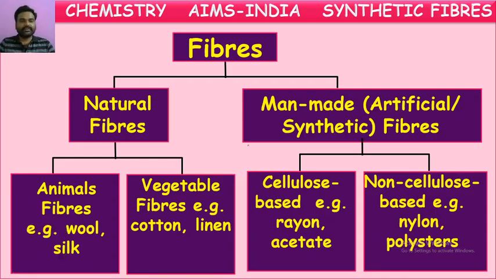Two categorizations. Next, the natural fibers are again of two types, based upon the source. If it is obtained from animals, it is called animal fiber. If it is obtained from plants, they are called plant fibers or vegetable fibers. Next, synthetic fibers are mostly man-made and chemically prepared. Very few, like rayon and acetate, are obtained from natural sources, but they are man-made. So this is the classification of fibers into natural and man-made, and man-made fibers are also called artificial fibers or synthetic fibers.